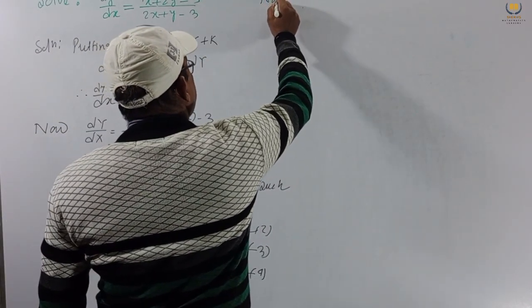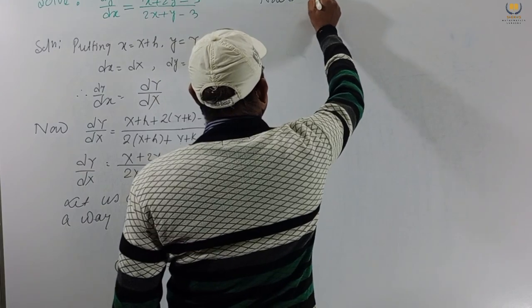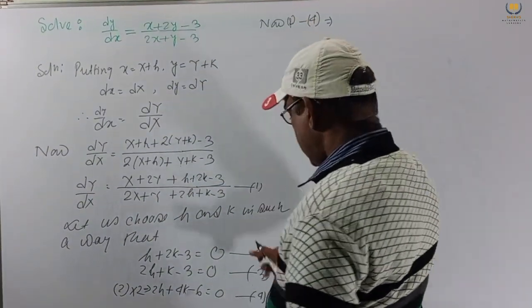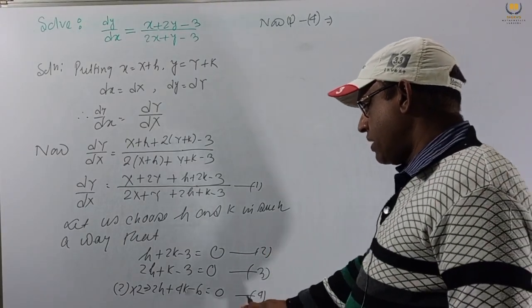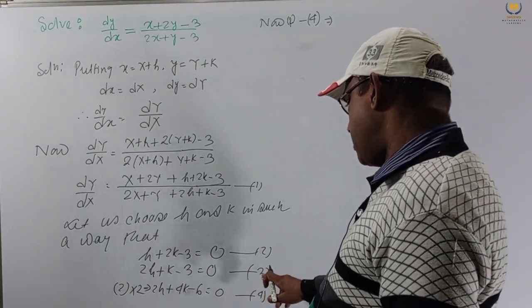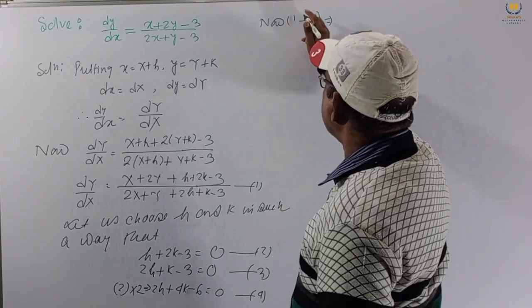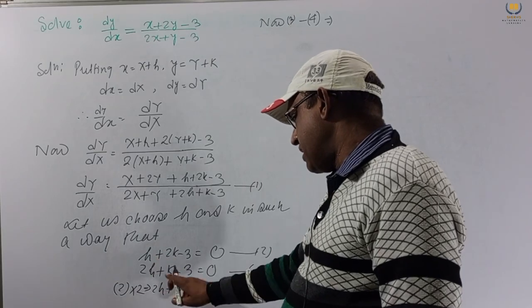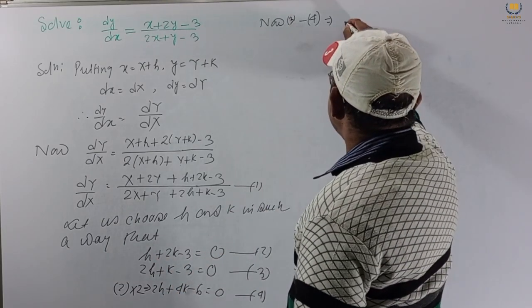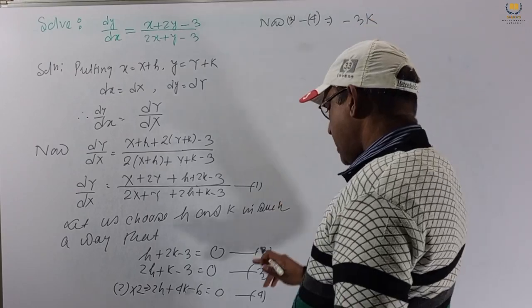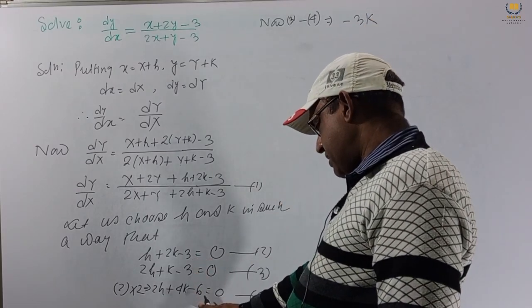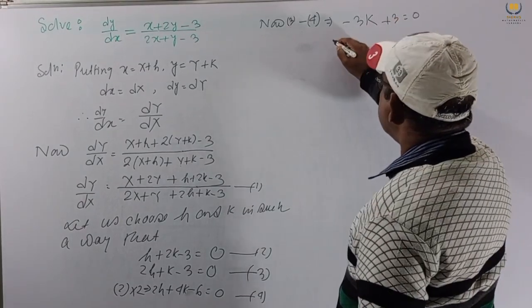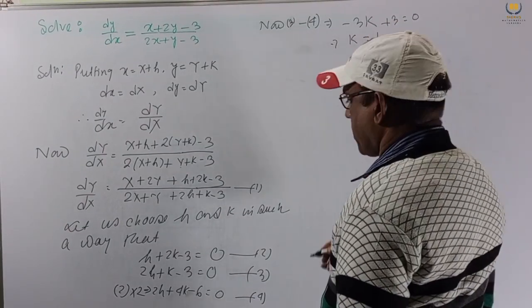Now, equation 3 minus equation 4. This is equation number 3, this is 4. If we subtract, 3 minus 4, 2h and 2h cancel. k minus 4k, we get minus 3k. And minus 3 minus minus 6, then we get plus 3. This equal to 0. And obviously, k equal to 1.